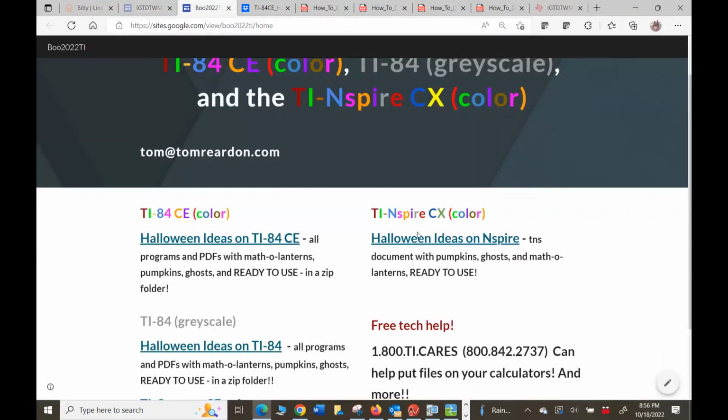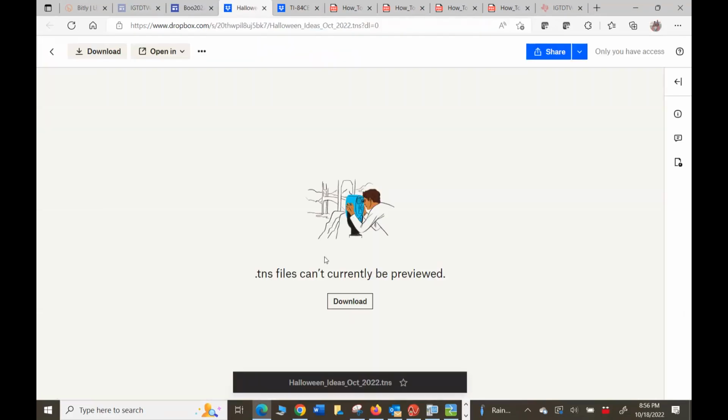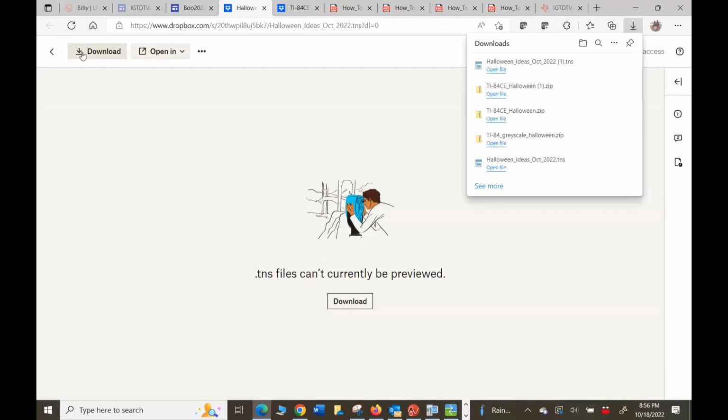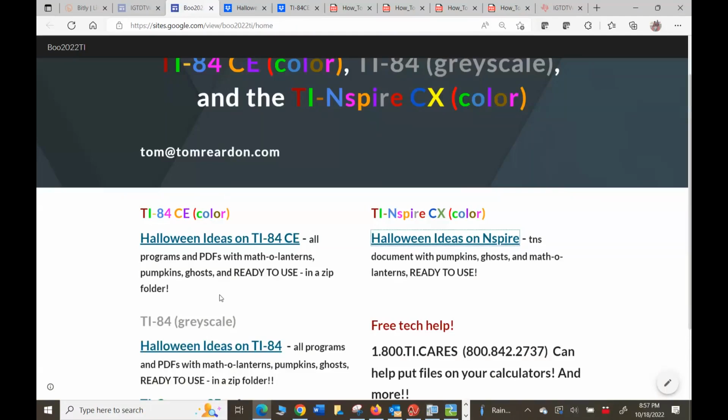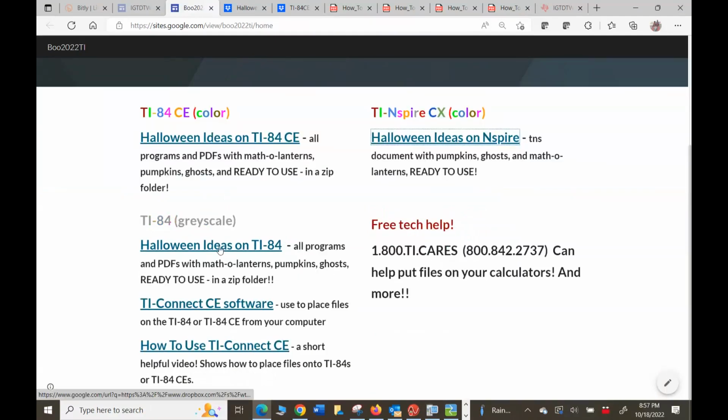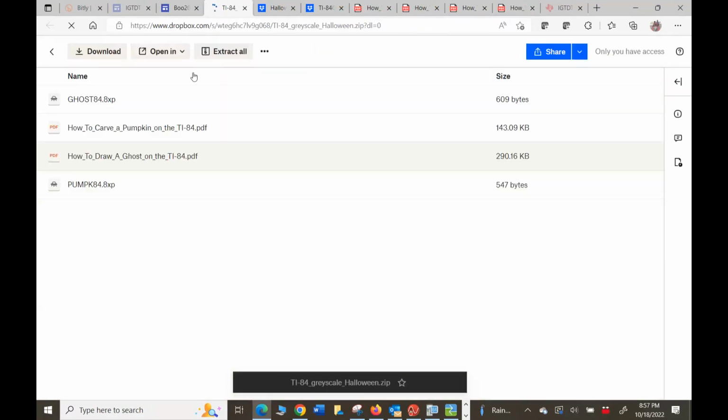If you're Inspire, it's just one document that you can download, and it looks like it's a mistake. It says can't be previewed. No, it can't be, but you can download it and then just drag it into your Inspire. So that's not a problem, and it's just one. It has everything I did with the Inspire there. And then if you're an 84 user, then these are the ideas here. Again, it looks very similar to the 84 CE. You just download it, unzip it, and you've got them.